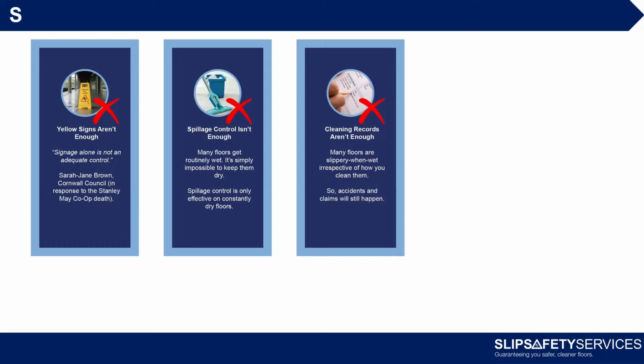Yeah, so spillage control isn't enough. Cleaning records aren't enough, but these are the things that people kind of expect to cover them. So it's okay, I've got my yellow sign. It's okay, I've got spillage control. It's okay, I've got cleaning records.